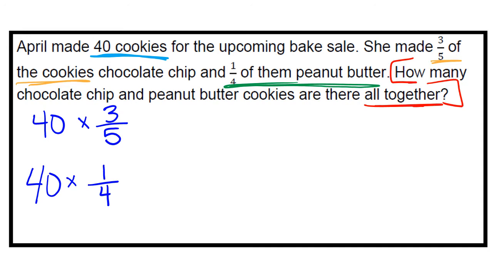After I set those up and I solve that, which means I make 40 into an improper fraction, and I solve that, we need to answer the question, how many are there all together? In that case, you're going to add up both your totals together to find out how many total cookies were chocolate chip and peanut butter.